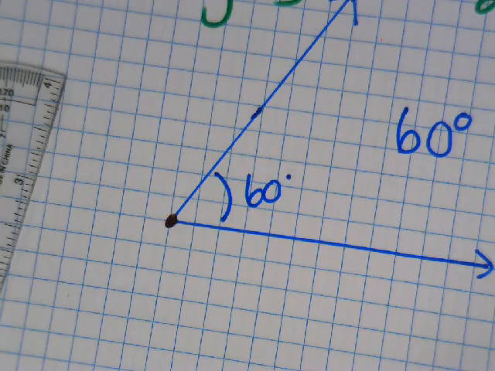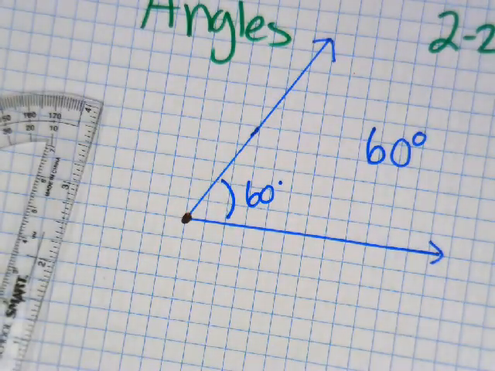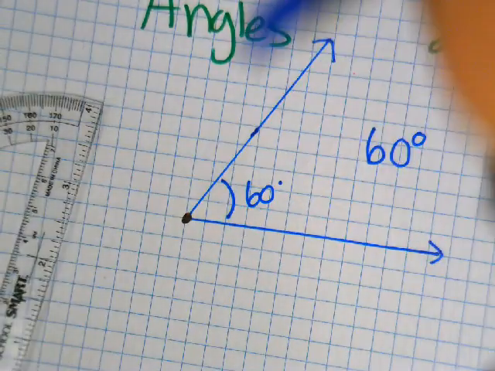Does anybody know what you call a 60-degree angle? An acute, and then a right angle, and then an obtuse. Good. Tomorrow we'll learn that. Jay will teach.